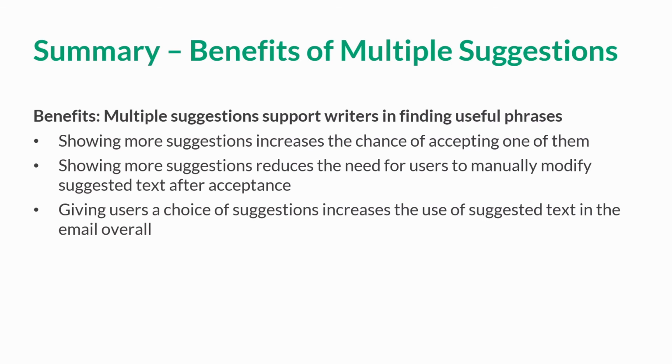Okay, so here's a summary of the benefits of multiple suggestions that we found. So overall, multiple suggestions support writers in finding useful phrases. And the evidence for that from our study is that we observed that showing more suggestions increases the chance of accepting one of them. Showing more suggestions also reduces the need for users to manually modify the suggested text after accepting it. And finally, giving users a choice of suggestions, so showing more than one suggestion, increases the use of suggested text in the email overall.